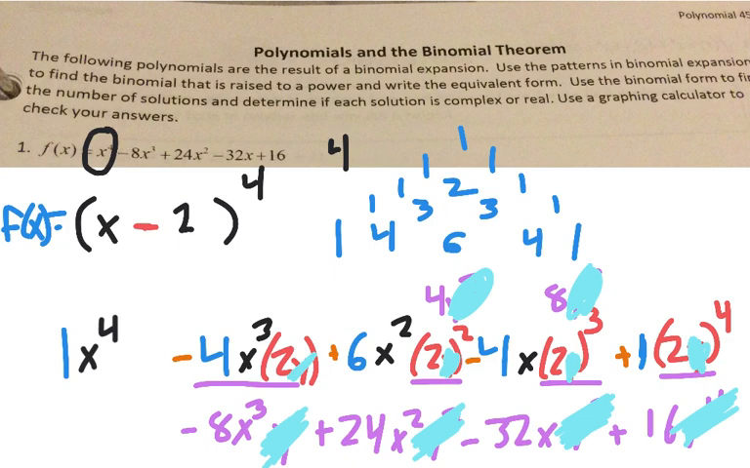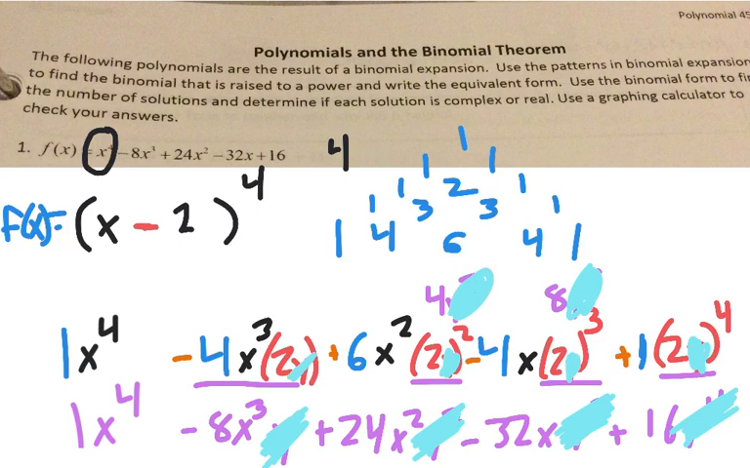So negative 8x cubed plus 24x squared minus 32x plus 16. And then don't forget, we can bring down the 1x to the fourth that was at the beginning. So we have verified by checking the graphs. We rewrote Pascal's triangle to verify.